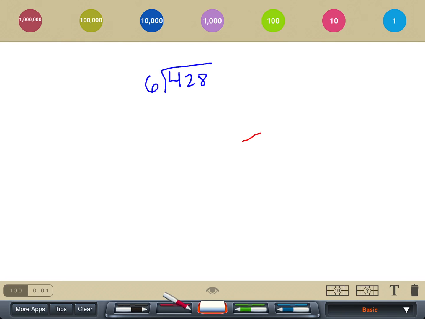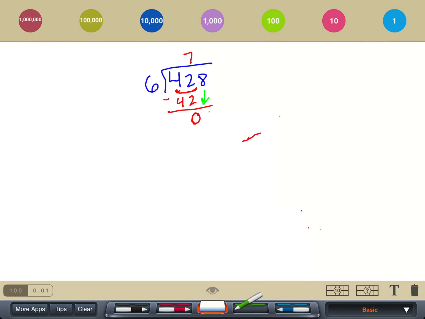We're going to start with our tens because we don't have enough hundreds to give every 6 100. So we need to think of this instead as 42 tens. 42 tens divided by 6, or put into 6 groups, means that we could put 7 in each group. Because 6 times 7 is 42, we've actually used all of our tens. We don't have any left.